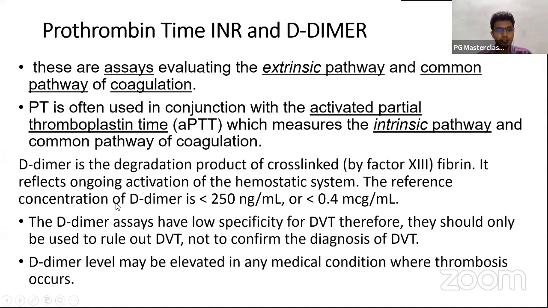The reference concentration of D-dimer is less than 250, less than 0.4 micrograms. They have low specificity for DVT, therefore they should only be used to rule out DVT, not to confirm the diagnosis of DVT. Many other medical conditions which cause clot formation can also show a positive D-dimer value, which can be misinterpreted as the patient having a deep venous thrombosis.